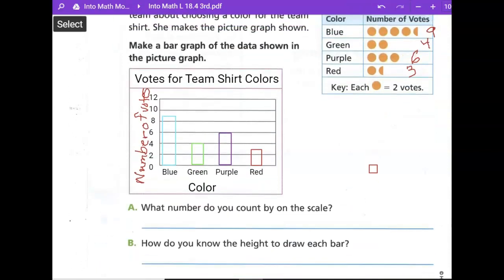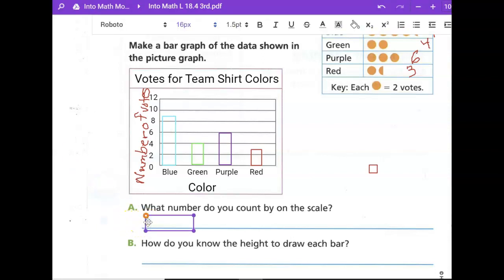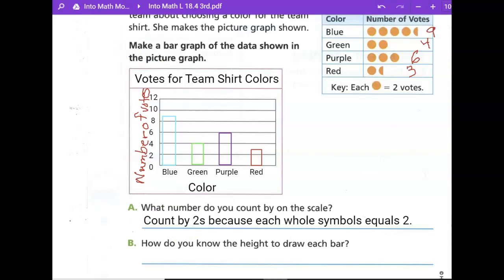What number do you count by on the scale? Well, we made our scale to count by 2s because each of the whole symbols equal 2 in our picture graph. So count by 2s. Okay, so there's that answer for you. If you're watching this video, you need to stop your video and go ahead and get that down.